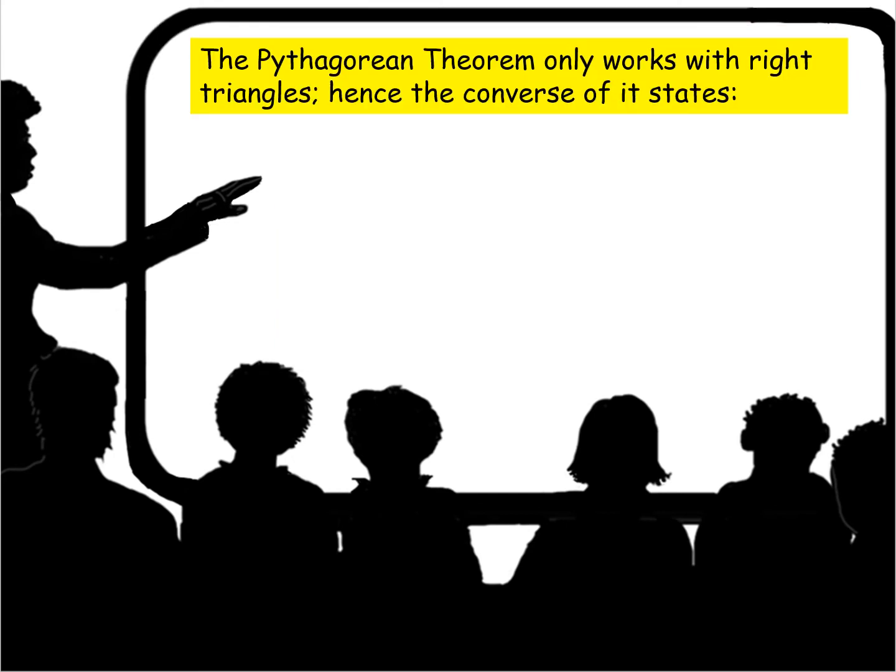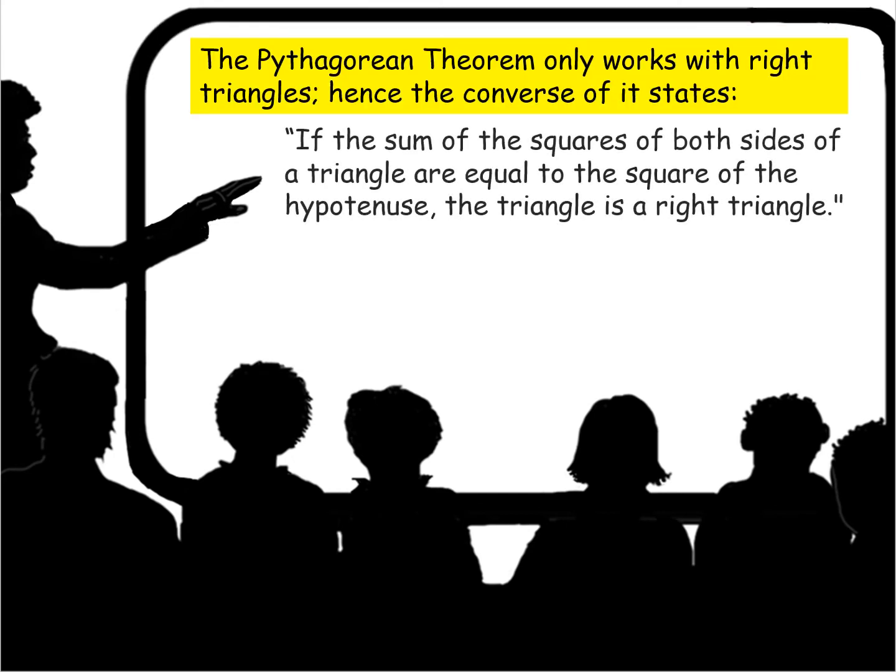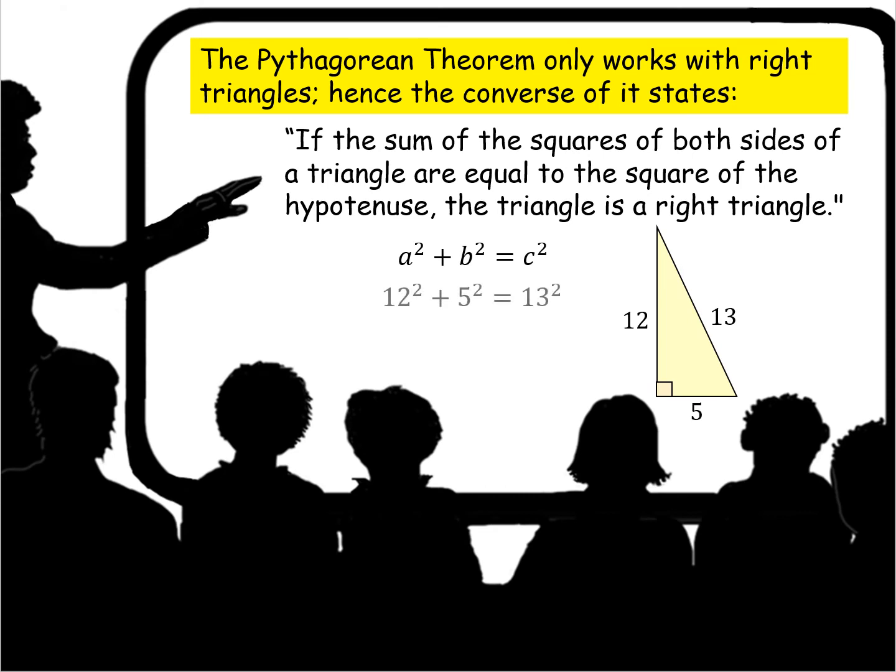The Pythagorean theorem only works with right triangles. Hence the converse of it states, if the sum of the squares of both sides of a triangle is equal to the square of the hypotenuse, the triangle is a right triangle. So here we have what we're familiar with: a squared plus b squared equals c squared.